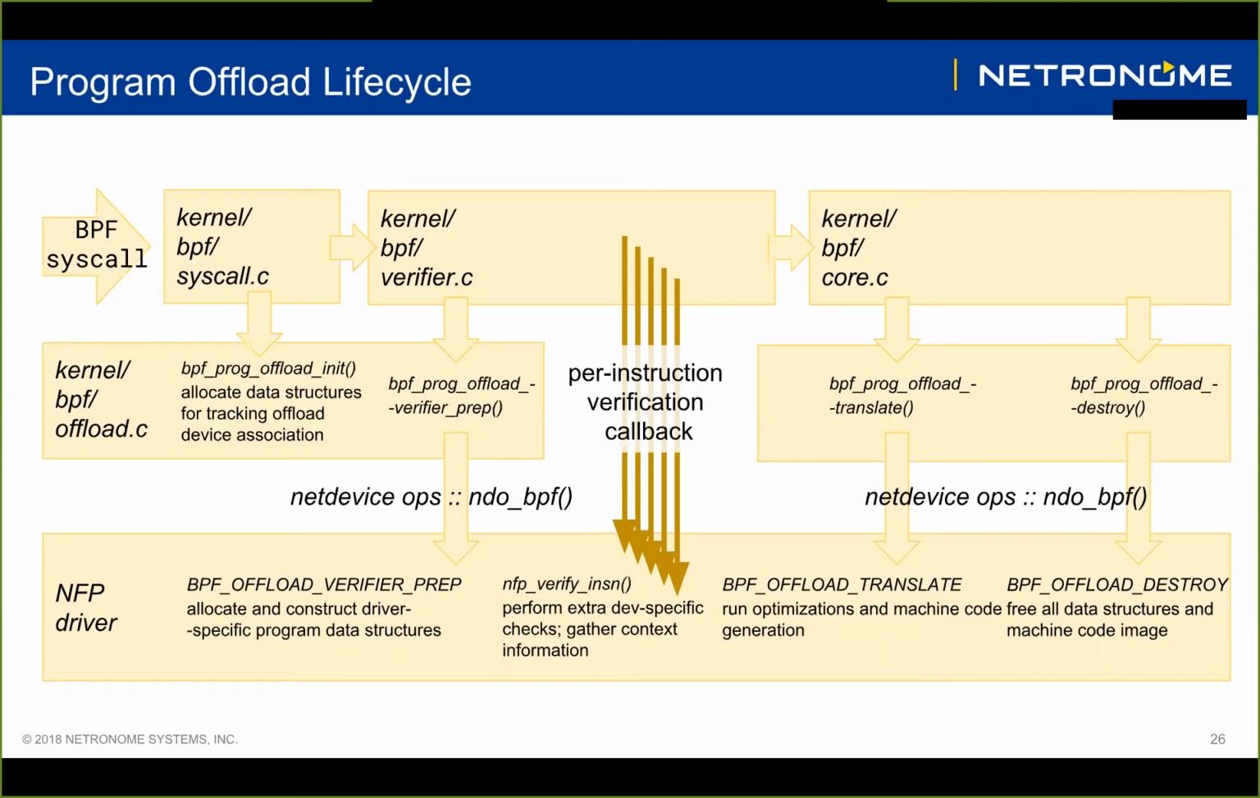Once the verifier is done and all the instructions have been checked, the BPF subsystem will move on to the JIT and BPF core parts, and it will invoke the BPF program offload translate functions if the program is designated for offload. This is where the difference between the host JITs and the offload JITs happens. If the program was designated for host CPUs, the kernel BPF core will actually call the host JIT, and if it's an offloaded program, it will call the BPF prog offload translate function. And the prog offload translate function again invokes, for the networking configuration paths, the BPF offload translate operation in the driver, and then the actual machine code generation will happen inside the driver, and an image of the program for the device will be created.